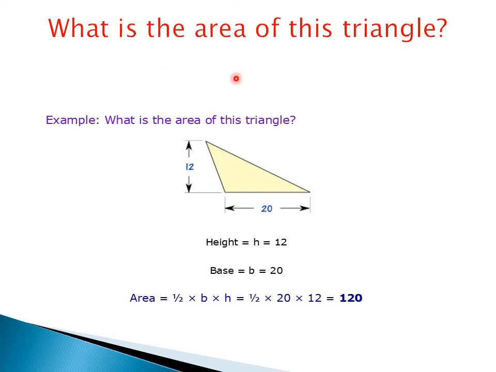Next, what is the area of a triangle? How to calculate the area of a triangle? This is called a triangle. Here this is called height. Height is given 12, and base is given 20. So the formula is half into base into height, b into h, equal to half into 20 into 12. Here 20 is base, 12 is height. So we will get 120 as the area of a triangle.